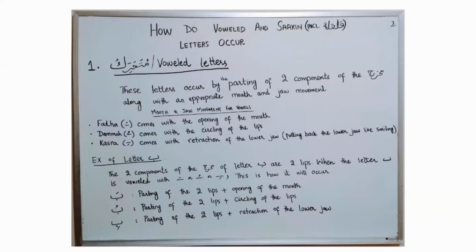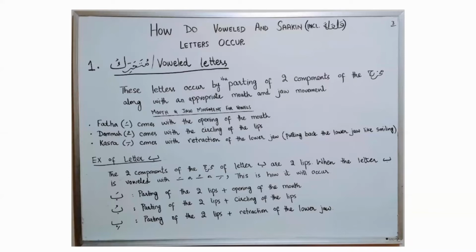I have to part two lips. Because ba has a dhamma, I have to circle my lips. If I don't circle my lips properly, the sound will become bo. I have to make sure that I'm giving an oo sound with dhamma or pesh and not an o sound. So I have to avoid an o sound. And how can I avoid this? By circling my lips with dhamma. So I will say boo.